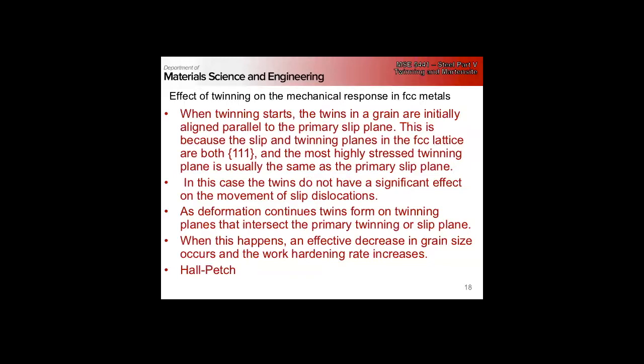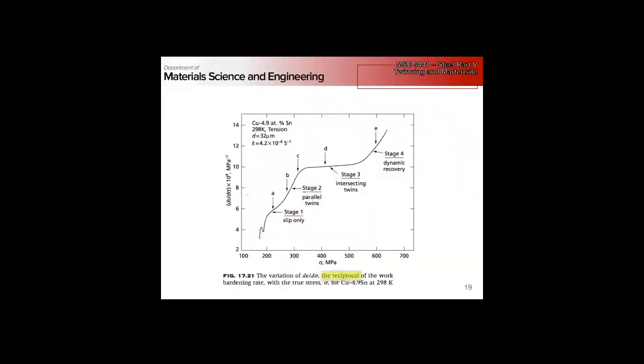Okay? So this is a figure out of the reading, and this is a graph of the reciprocal of work hardening rate. So this is 1 over the work hardening rate, which means that a big slope here means low rate of hardening. A small slope here means high rate of hardening, right?